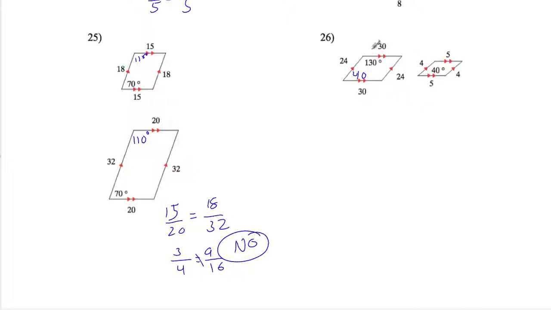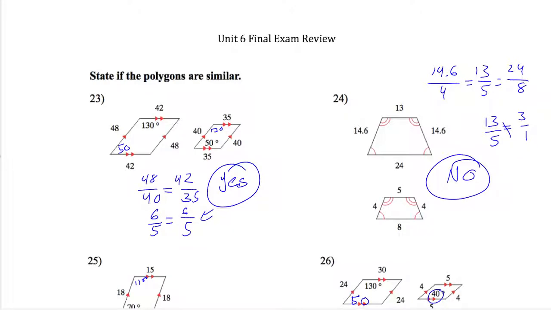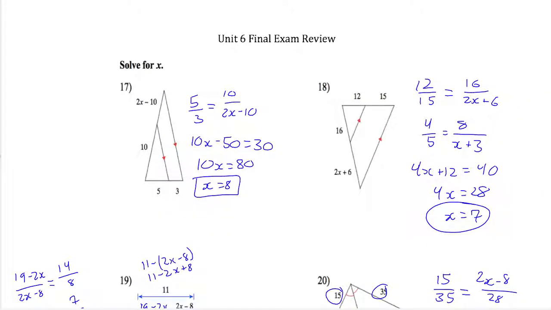More parallelograms in number 26. And actually, if this is 130, this must be 50. So since this angle is 40, already I don't have to find any proportions. I can see that these angles are not congruent. So I know that no, these are not similar. And woo, that's it. So a lot to do there and a lot to review.